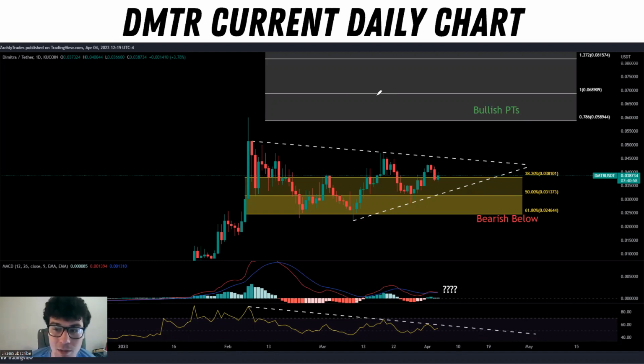Now, with that being said, we're going to go over some of the bullish price targets to the upside in case we do get a breakout of this pattern that we have here. I'll go over that as well. Also, the major support levels that we really need to hold to have any type of upwards momentum to the upside. And if we break below these, there's a good chance we could come down and retest some of our previous lows. We'll also take a look at the MACD and the RSI.